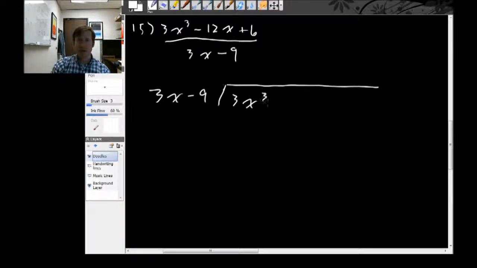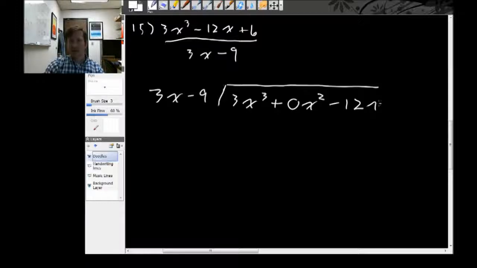3x cubed. One trick to keep yourself organized with dividing polynomials is to leave space here for every power of x. Our dividend up here doesn't have an x squared term, but we should leave room for x squared terms here. So we can do that by putting 0x squared here. That's the same as the dividend, but it's making the x squared explicit so that we can leave room for it. So minus 12x plus 6.